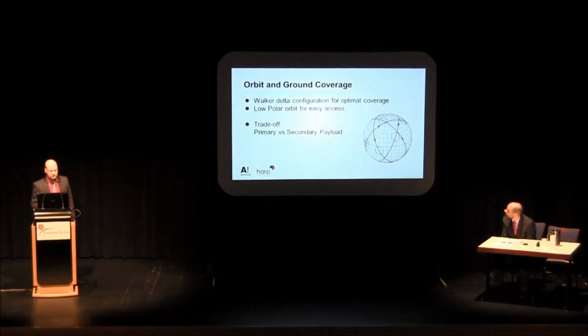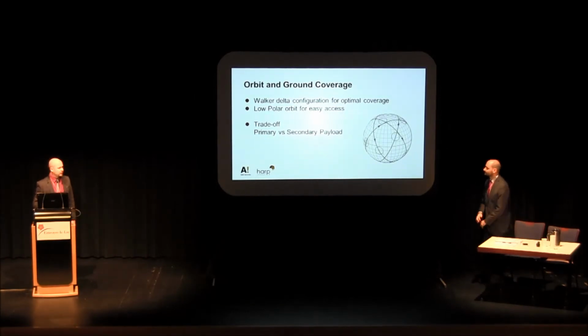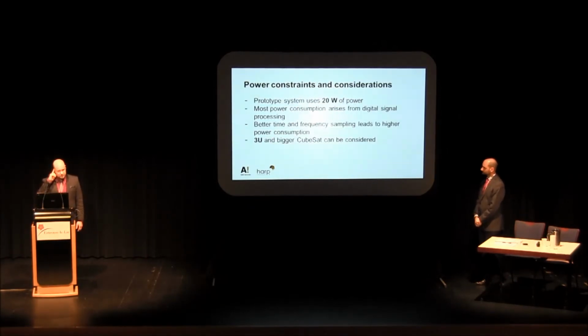About orbit and coverage, of course, you can start off with a very typical polar orbit for easy access. You can get a launch for this kind of orbit quite easily, and you can get statistics worldwide about radio frequency interference problems. However, if you want to really get a good coverage, you should have more advanced systems.